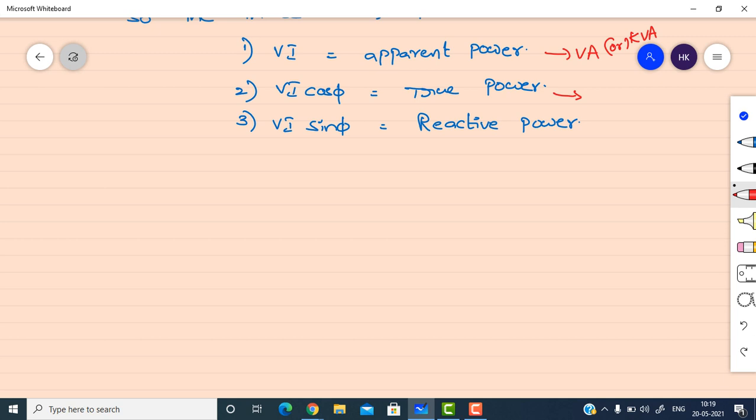Next, true power. True power, or we can also call it real power. It is indicated with the letter P, and it means the useful power from the source to the load. Why? Because it is only doing the work, useful work. That's why it is called true or real power. You can define it as the product of voltage, current and cosine of the angle between voltage and current. And it is measured in terms of watts or kilowatts.